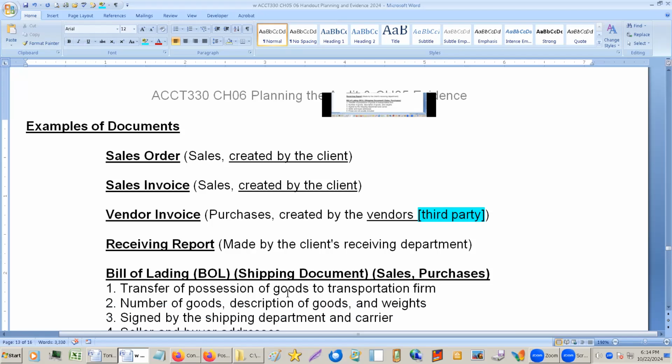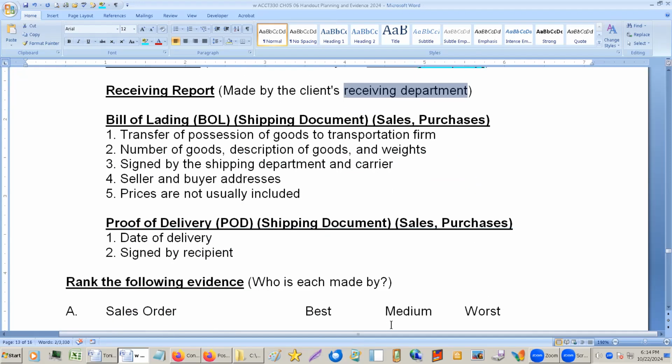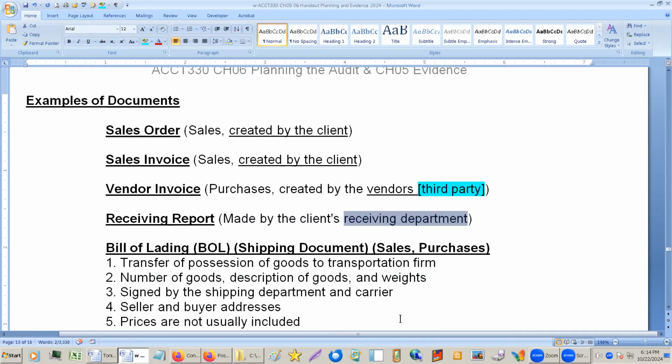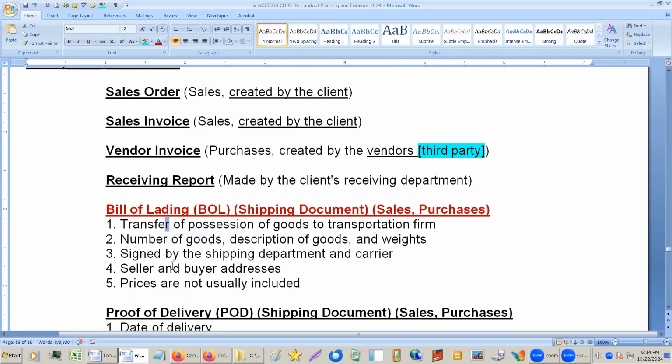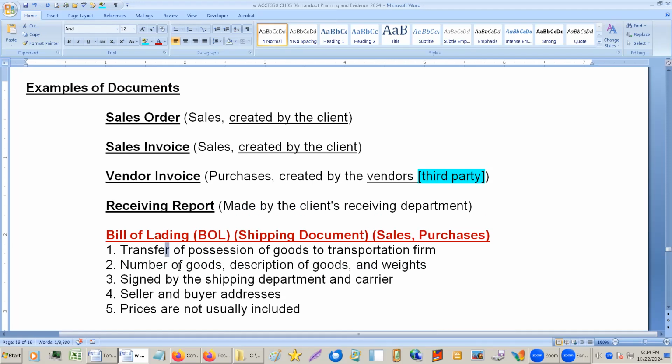Receiving report. This is when they receive something, they will record it. They received it. Now, two documents that are very important to us when it comes to sales or purchases, and probably the most important one is the bill of lading. The bill of lading is a document that's hundreds, probably thousands of years old.